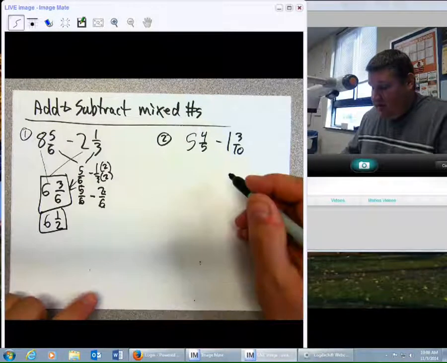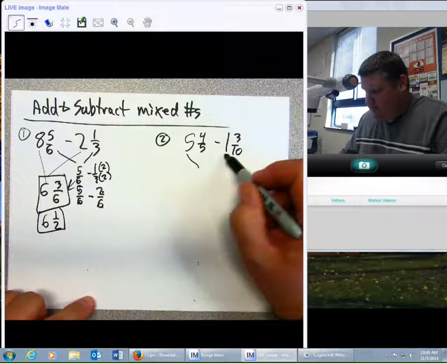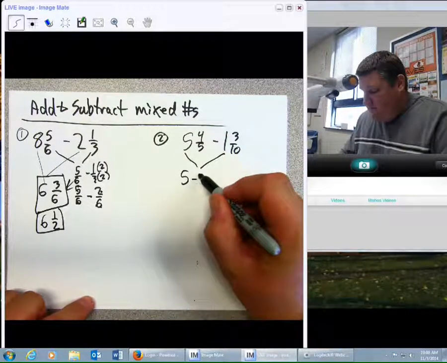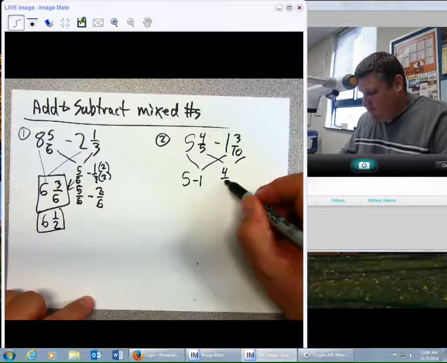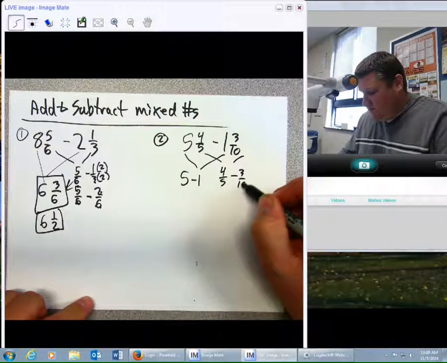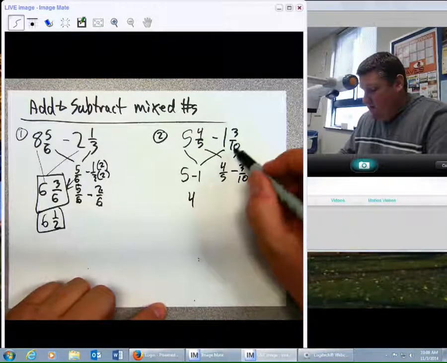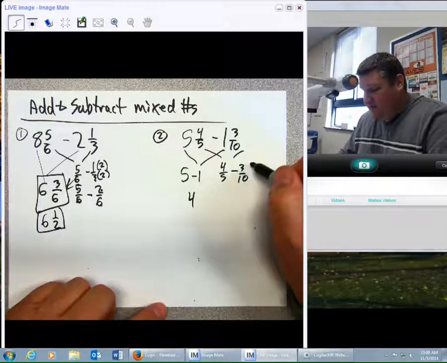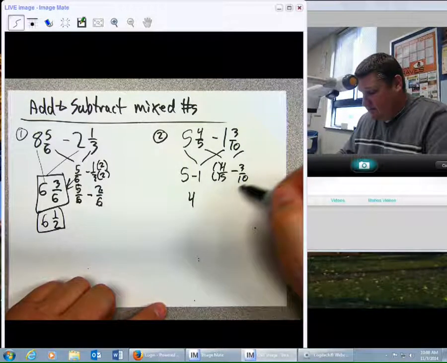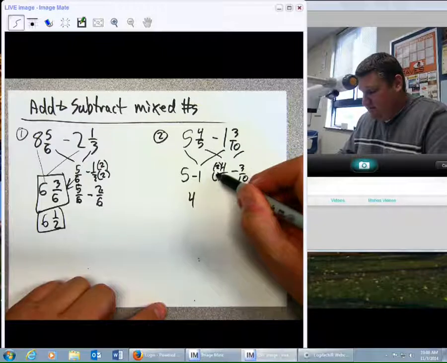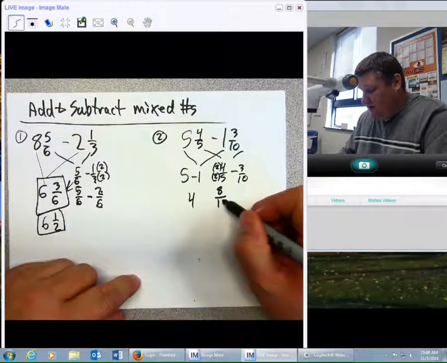Now, we could go over here and do the same thing. Let's do the easy method. Big numbers first, 5 minus 1. Little numbers, fractions, 4/5 minus 3/10. Well, 5 minus 1 is easy, that's 4. But what about 4/5 minus 3/10? I'm going to have to get common denominators. How do I turn a 5 into a 10? I need a 2. So I have 8/10 minus 3/10.